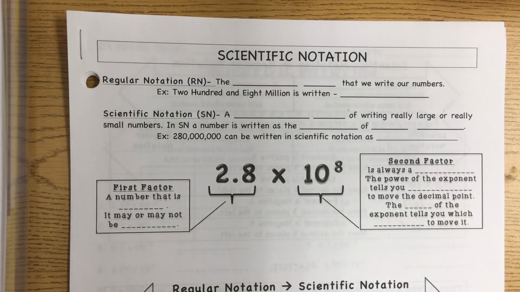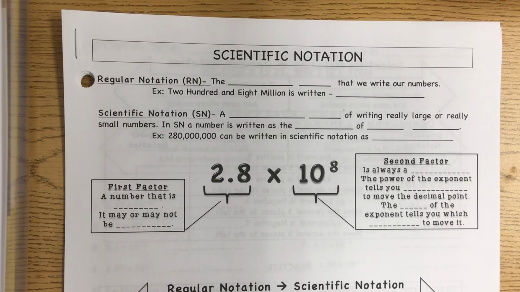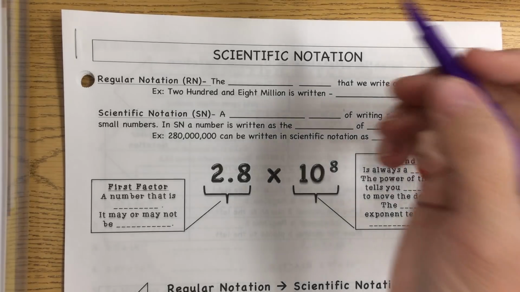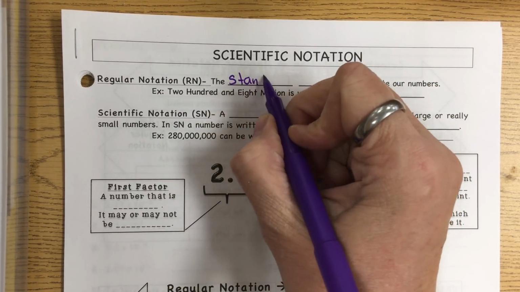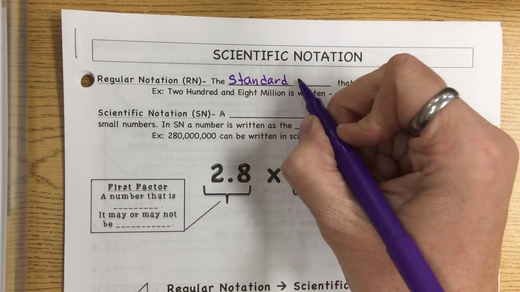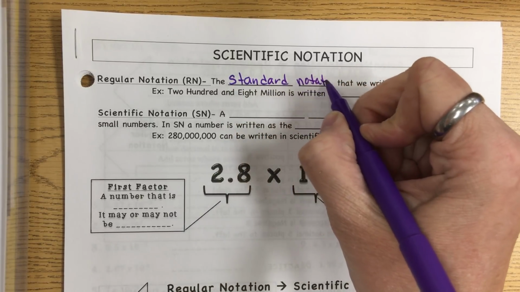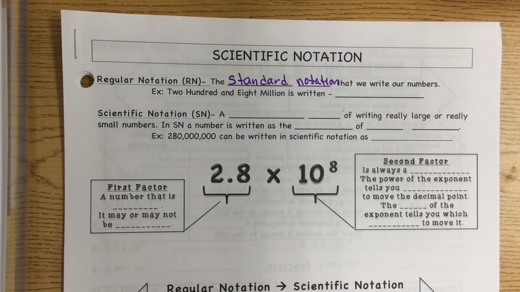Our next unit that we're doing is the application of the exponents that we've already done. We're going to start with scientific notation. There is something called regular notation, and usually we don't call it regular notation, we call it standard notation. Please make sure that you are taking the notes on your packet that you've been given.